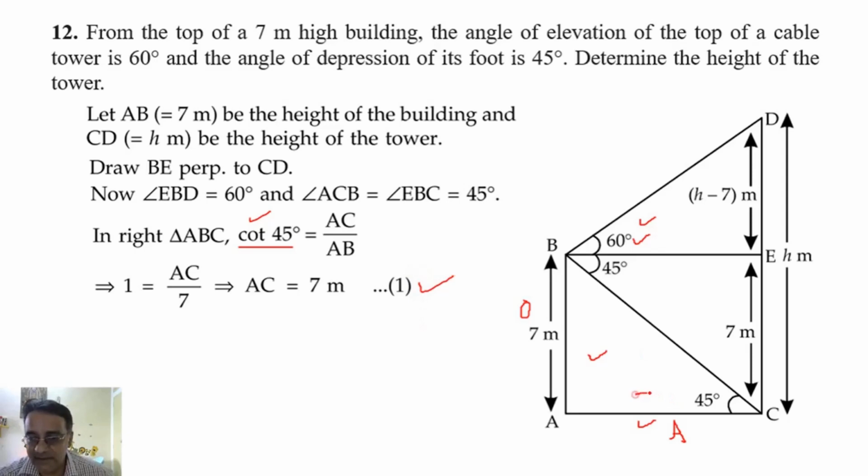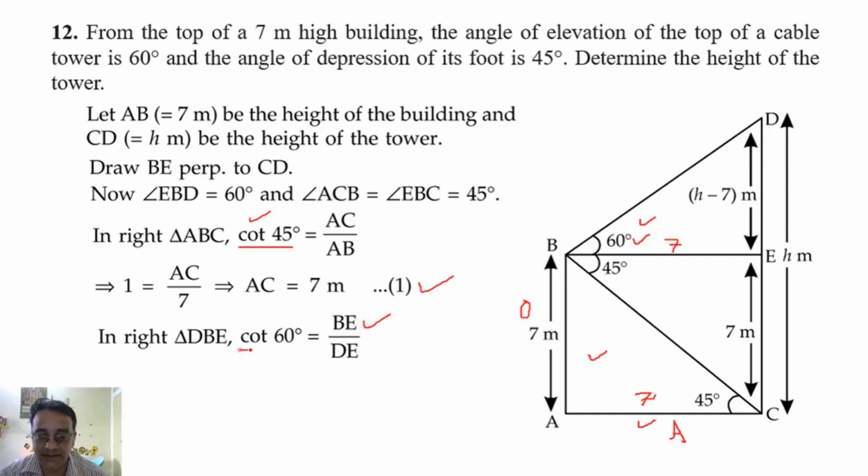ठीक है, तो ये वाला 7 मिल गया. So ये भी 7 होगा. This also 7. In right triangle DBE, again cot 60 degree, right? क्योंकि हम लोग का ये दोनों opposite और adjacent के बीच में the two trigonometric ratio belongs. One is tan theta, another is cot theta. So cot 60 degree will be equals to adjacent upon opposite, that is BE upon DE. BE is 7 and the DE is h minus 7.